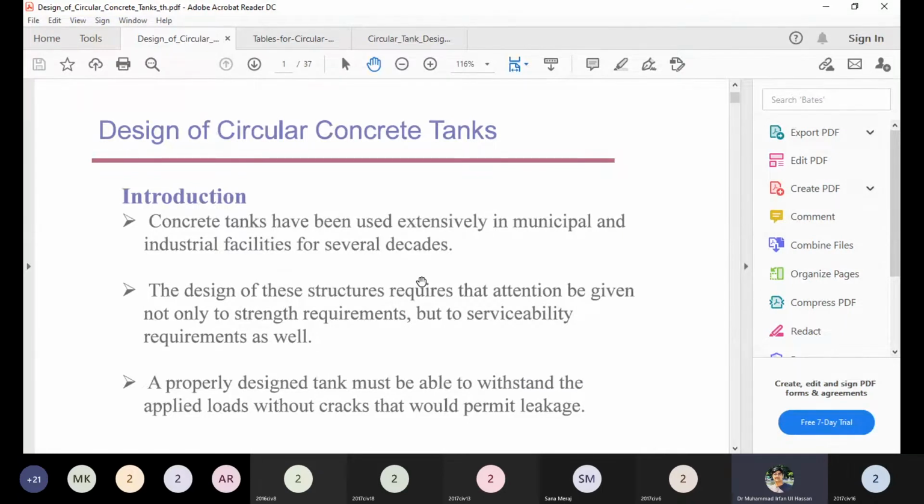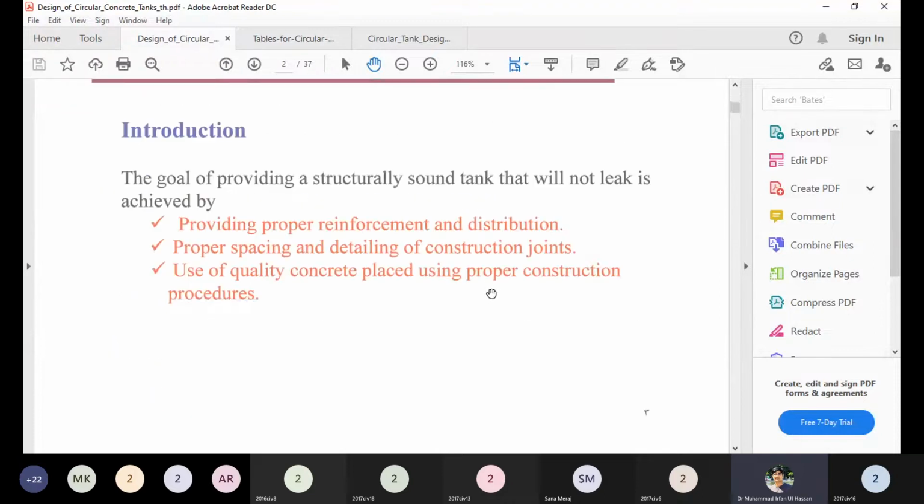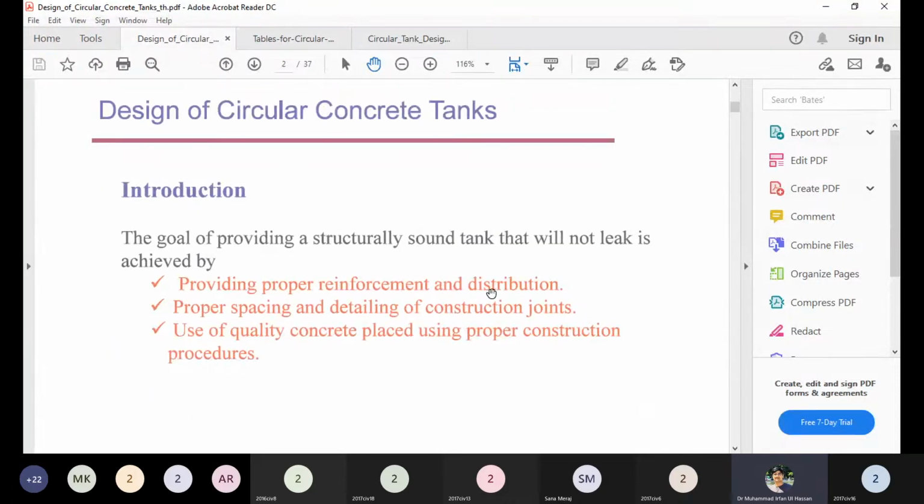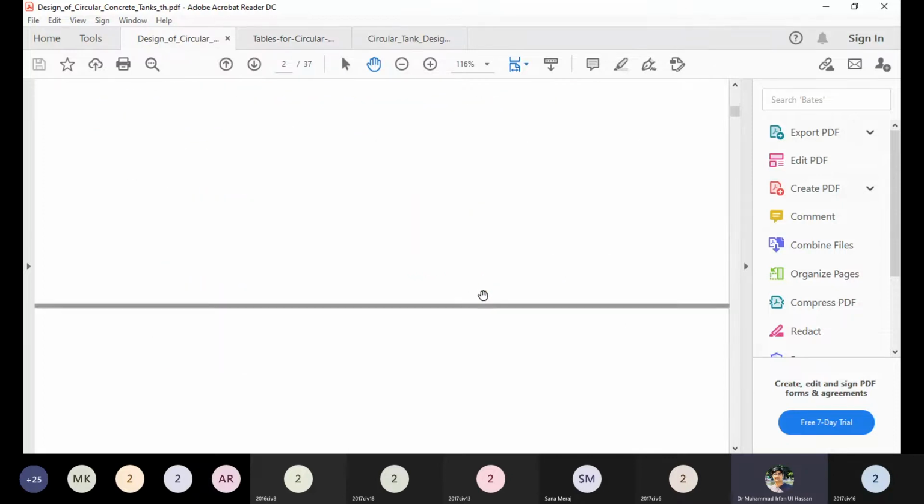So a properly designed tank must be able to withstand the applied loads without cracks that would permit the leakage. So a sound tank is needed that should not leak, and this is possible by providing the proper reinforcement, by providing the proper spacing and detailing of the joints, construction joint, quality concrete placed using the proper construction procedure. So standards needed to be followed for the circular tanks.